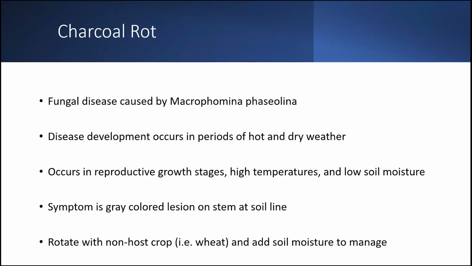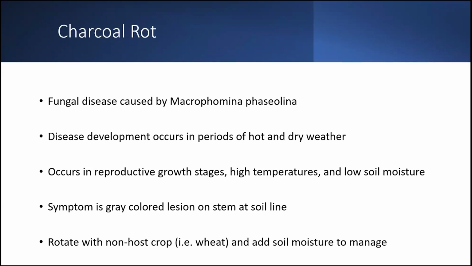We're seeing it in corn. It can also affect sorghum. So just kind of keep your eye out. If you're seeing some weird symptoms that you've not seen before, it could be charcoal rot. The symptoms are going to occur in reproductive growth stages when we have high temperatures and low soil moisture. The most common symptom is a gray colored lesion on the stem at soil line, and I have pictures on the next slide.